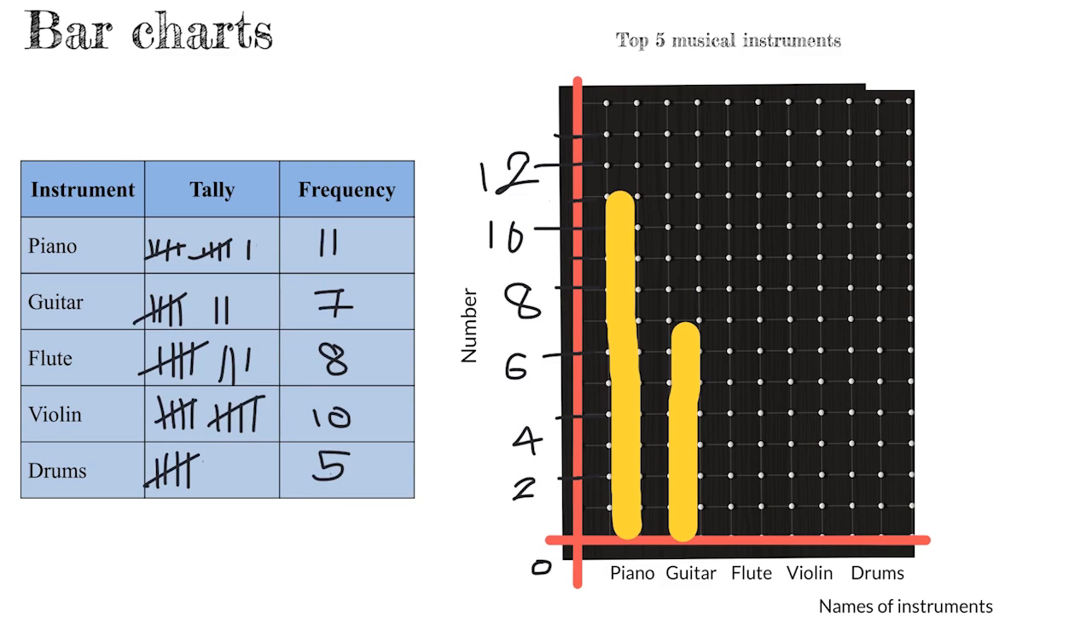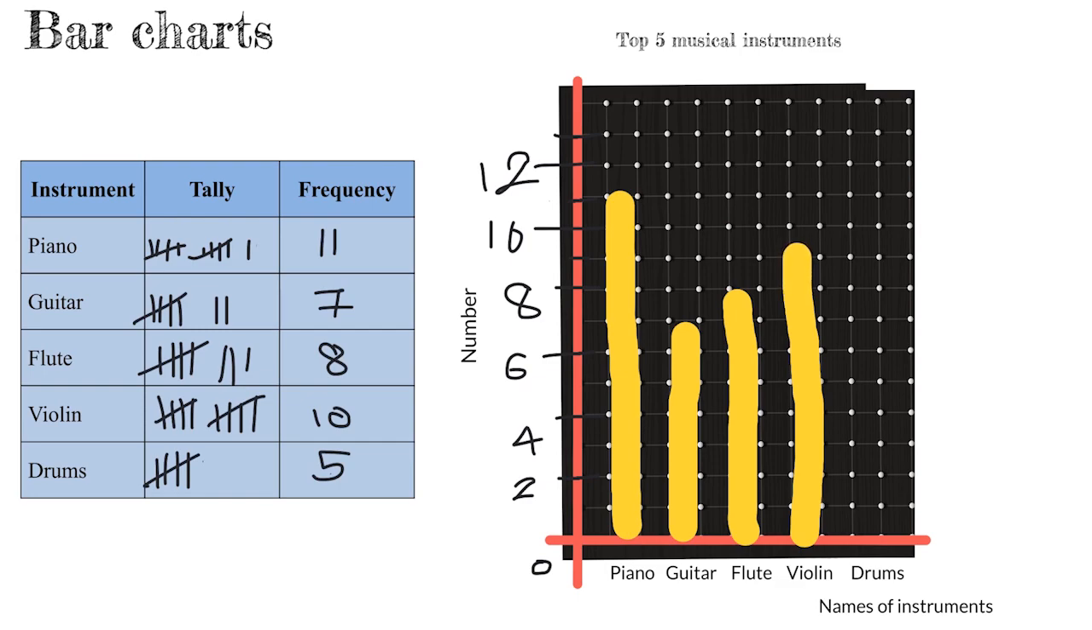Next, how many people played the flute? We have 8 people who played the flute. So let's draw our bar all the way to reach 8. Here it is. Next, how many people played the violin? We have 10 people. Let's record that. We have 10 people who played the violin.